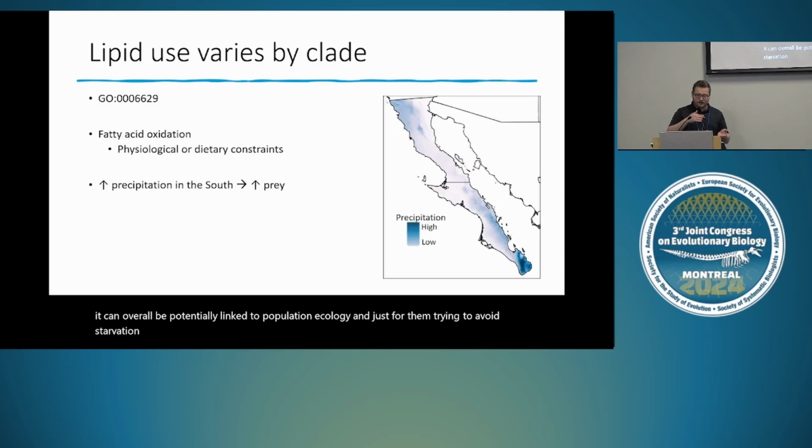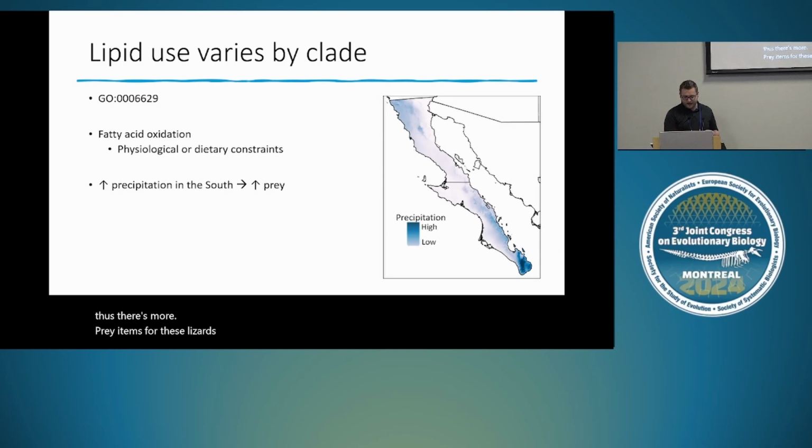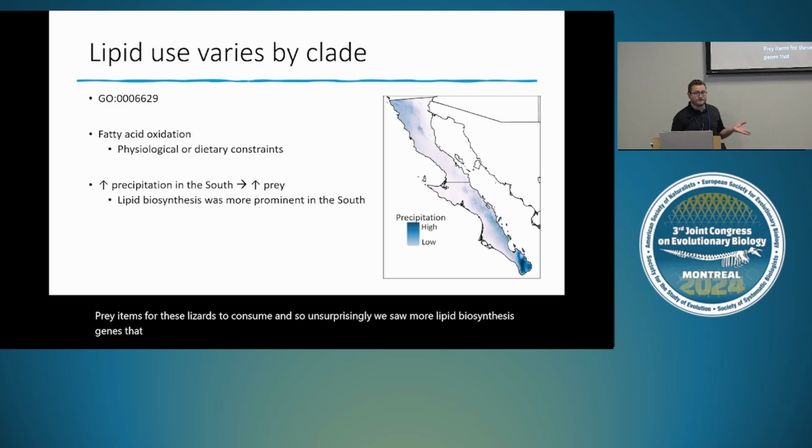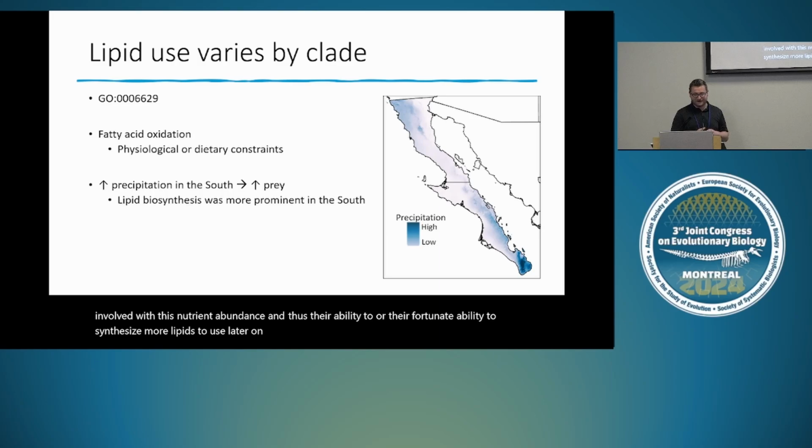But I want to go to the inverse of that, where in the south we're seeing increased precipitation relative to the north, and since these are insectivorous, then potentially if there's more precipitation, we'll see more foliage, more habitat for insects, and thus more prey items for these lizards to consume. And so unsurprisingly, we saw more lipid biosynthesis genes that were upregulated in the south relative to the north, and that could be involved with this nutrient abundance and their fortunate ability to synthesize more lipids to use later on in periods of starvation that might occur.